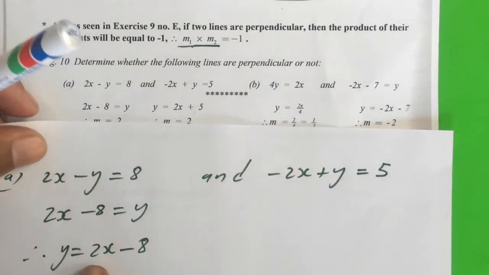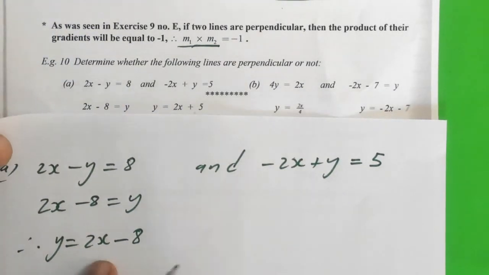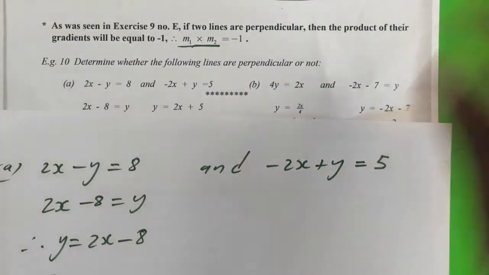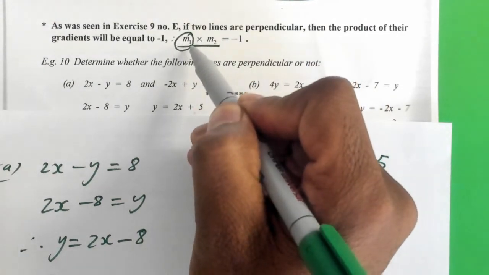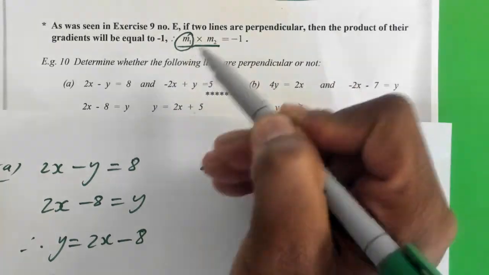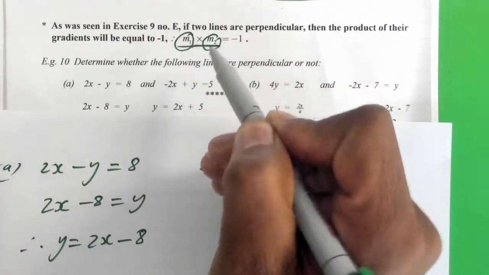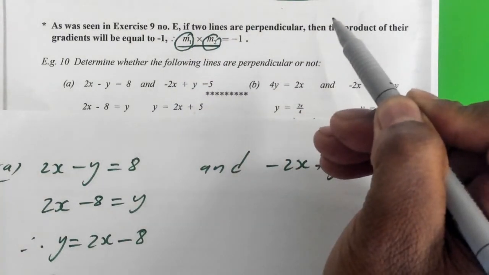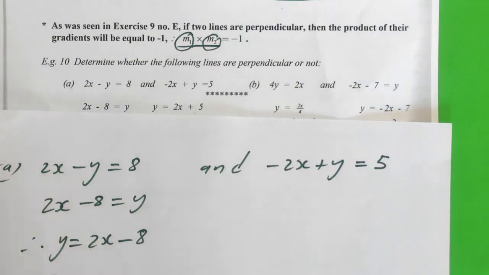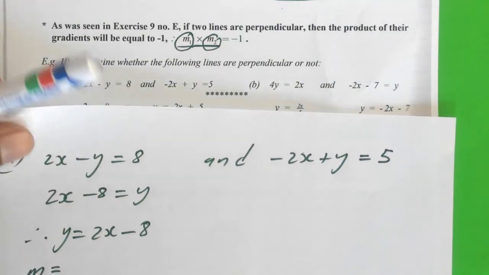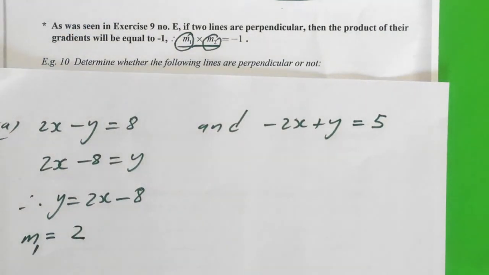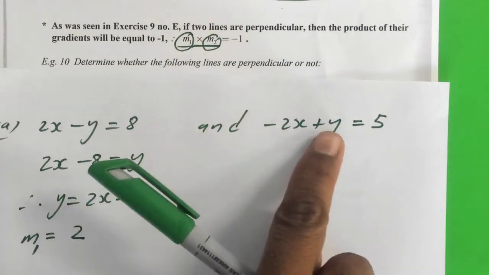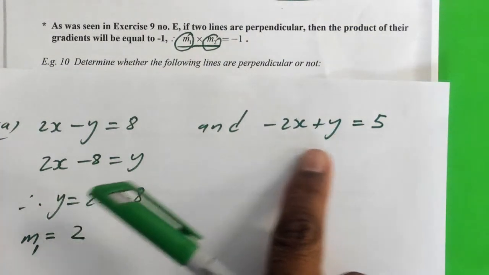Then what is my gradient? Remember, the gradient is the coefficient of x. Therefore, the gradient for line 1. So that 1, guys, look at it from a book. When you say m1, with the 1 there, it means the gradient of line 1. m2 is the gradient of line 2. So m1, the gradient of line 1, equals 2. Great. Now, let's find the gradient for line 2.